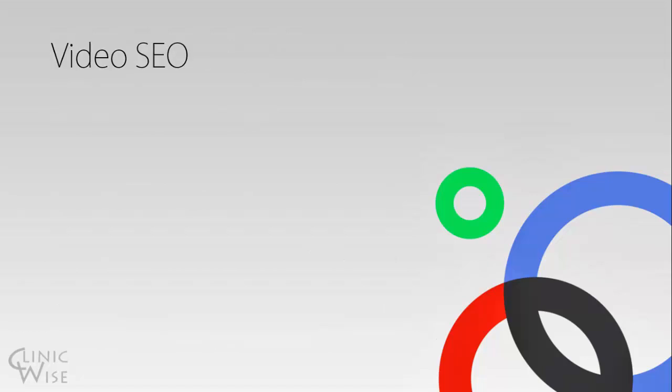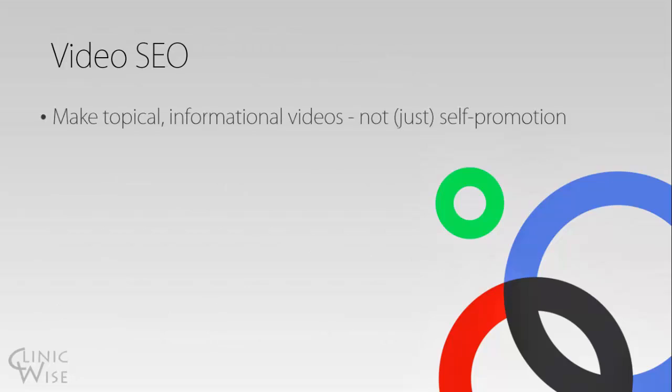Some simple strategies for video and search engine optimization include making sure your videos are topical and informative. People are watching the videos to get information and learn about a topic. If the video comes across too pushy or like a long advertisement, people will get bored or annoyed and not finish it. It's okay to promote yourself, but make sure the videos have a value outside of self-promotion.